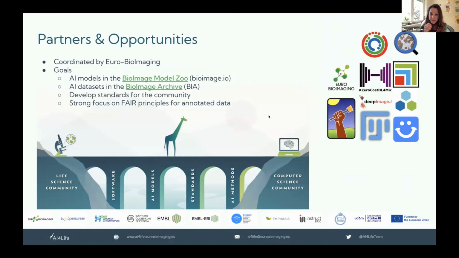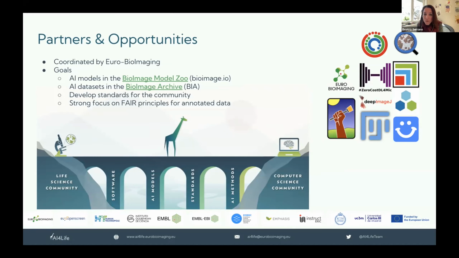So I said already that this is coordinated by Euro-BioImaging. We are also building on other resources that were already available. This is, for example, the BioImage Model Zoo you can access through bioimage.io. And that hosts ready to run AI models. This is important because they can be reused as well if they are FAIR. So that's another aspect of FAIR for these models.